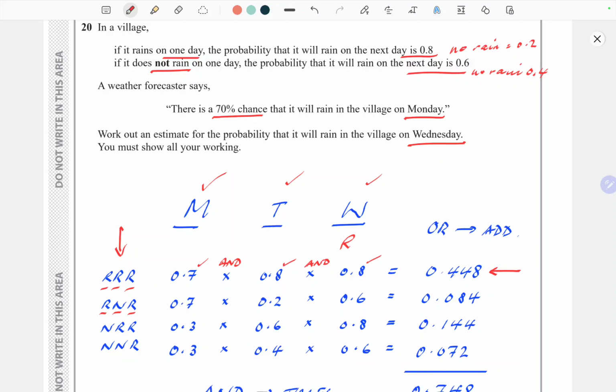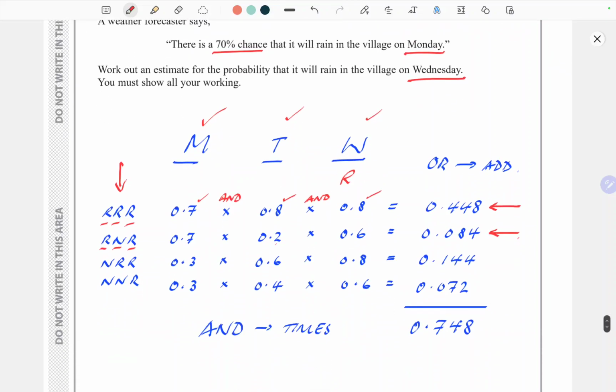Rain on Monday, 0.7. No rain on Tuesday would be 0.2 because it rained on Monday. And then if it doesn't rain on Tuesday, then rain on Wednesday is 0.6 probability. Again, multiply all of that and you get that. So you now get the picture, all right?